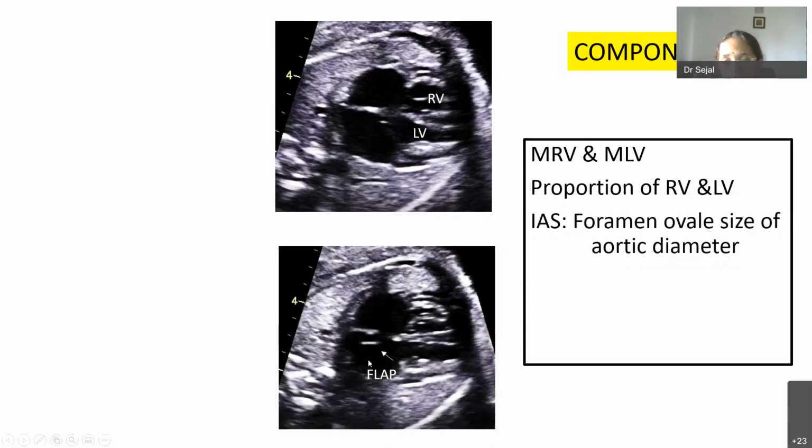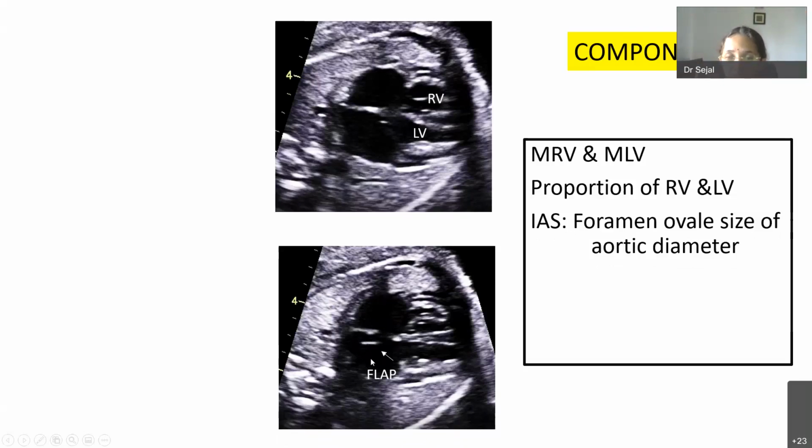The next important thing which you will see is the flap of foramen ovale, which is seen towards the left atrium. So if you see a flap towards an atrium, that atrium is the left atrium. The size of the foramen ovale is important. There is something which is called premature foramen ovale closure, especially in the third trimester. And in that situation, it's important that you compare it with the aortic diameter. However, there are other ways to decide.